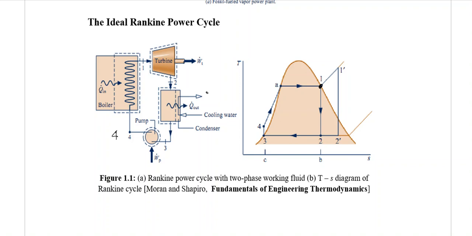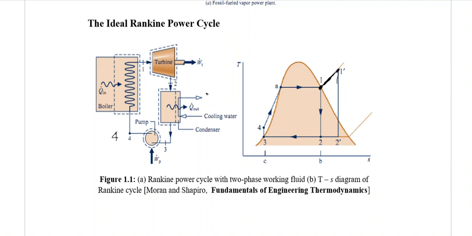It is still possible, at state one, to supply more heat in a boiler, and rather than leaving it in the saturated state, I would move it to the superheated state. So when I'm moving into a superheated region, I have increased the temperature, and once I expand it, it will be expanded to state 2 dash. Let's say I've moved from 1 to 1 dash, and then I've expanded to 2 dash.